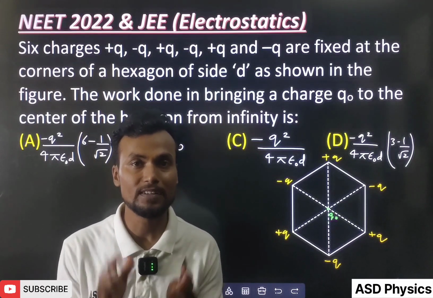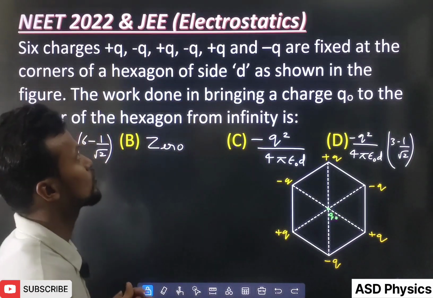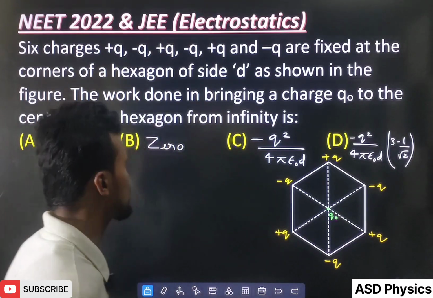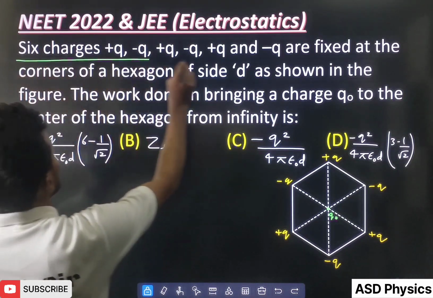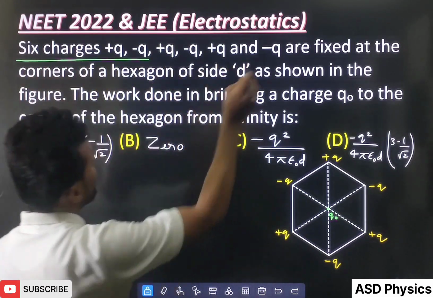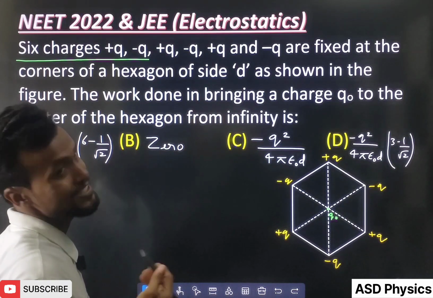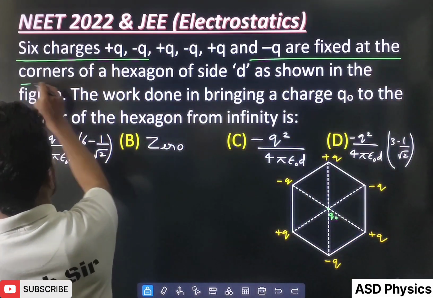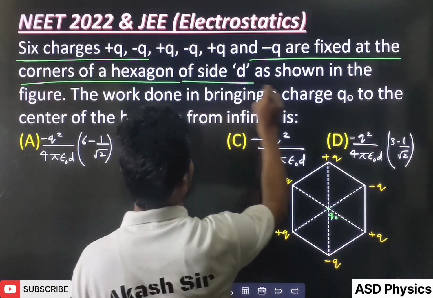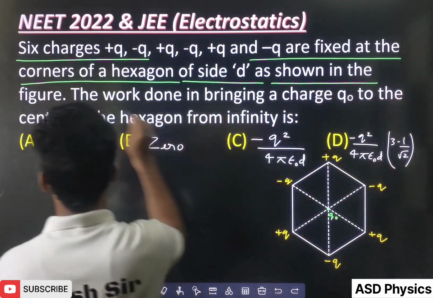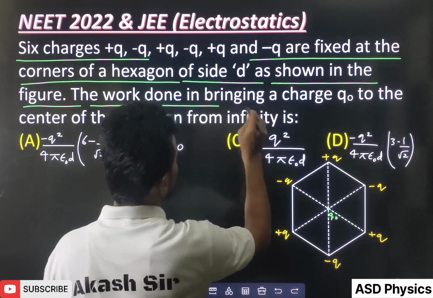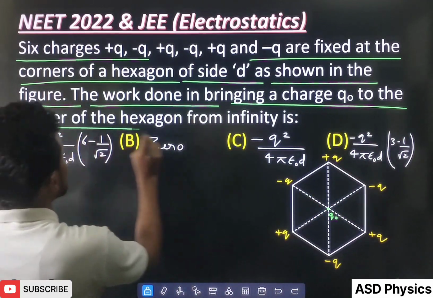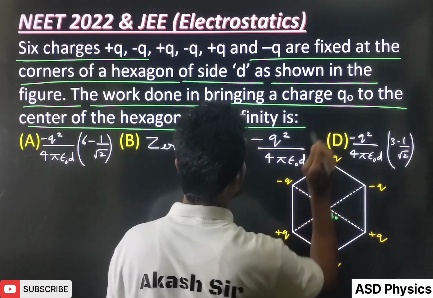So students, in this video we are going to solve a very important question from the chapter Electrostatics. Okay, so let's go through the question. The question is: 6 charges, in the order +q, -q, +q, -q, +q and -q, are fixed at the corners of a hexagon of side D as shown in the figure. The work done in bringing a charge q0 to the center of the hexagon from infinity is how much here?